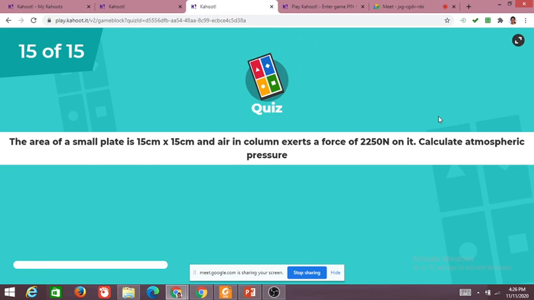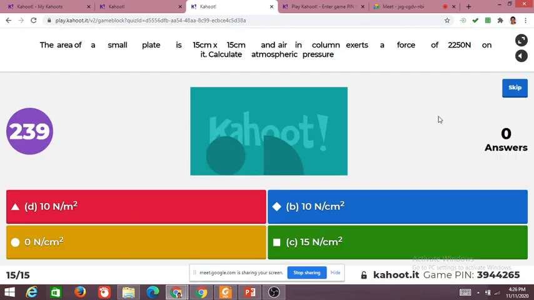Okay, the next question. Area of a small plate is 15 centimeter into 15 centimeter and an air column exerts a force of 2250 Newton on it. Calculate atmospheric pressure. So, area of a small plate is 15 centimeter into 15 centimeter and an air column exerts a force of 2250 Newton on it. Calculate atmospheric pressure.